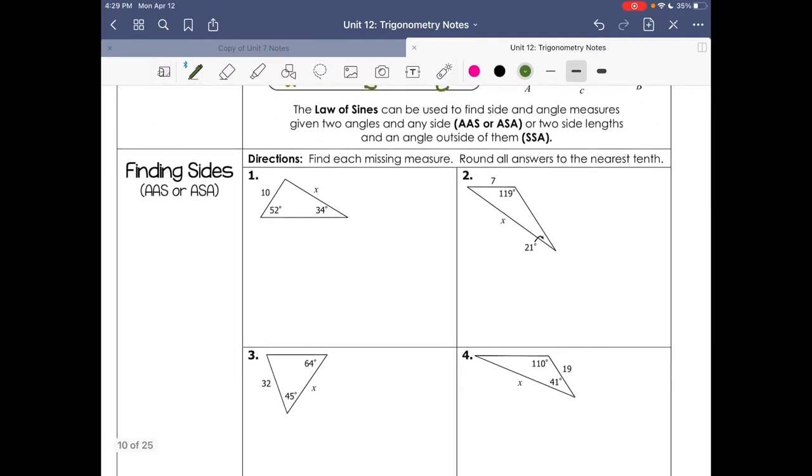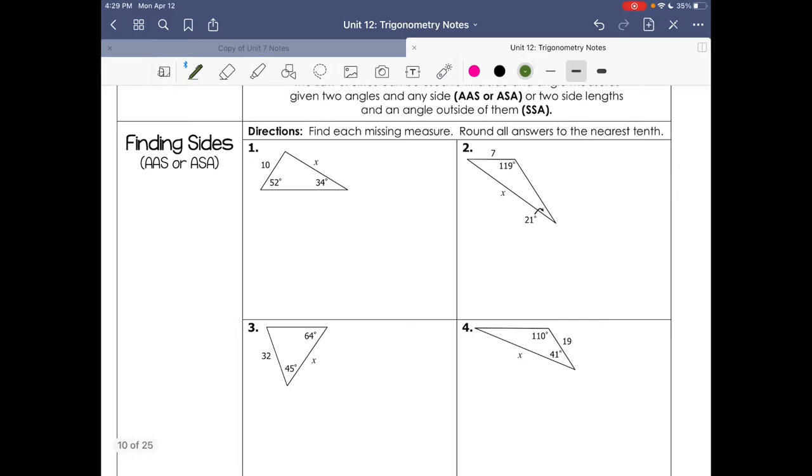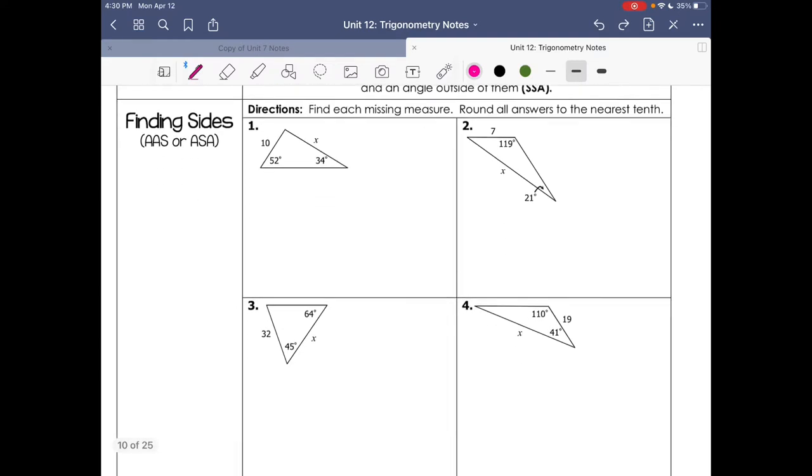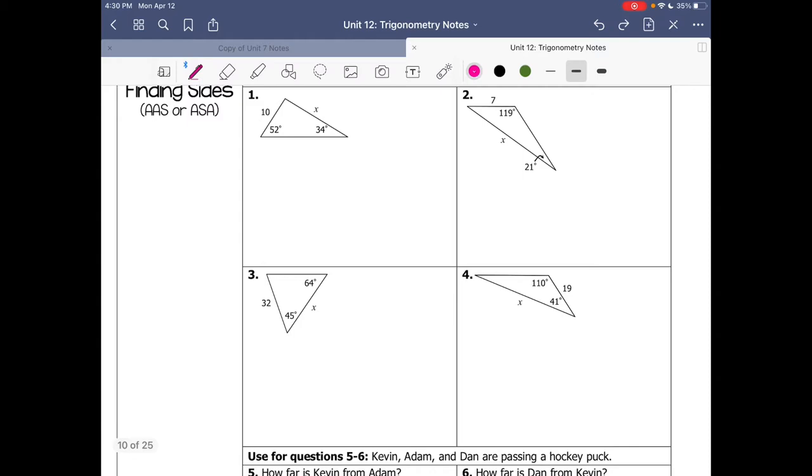So if we look down at questions 1 and 2, I'll just do several of these so that we get a good handle on this. You have to find the missing measure. The missing measure is shown by x's, so just make sure you're getting the right thing. We can use any pair of these that we want: A and B together, B and C together, or A and C together. You just need 2 out of the 3 to set up the ratio.